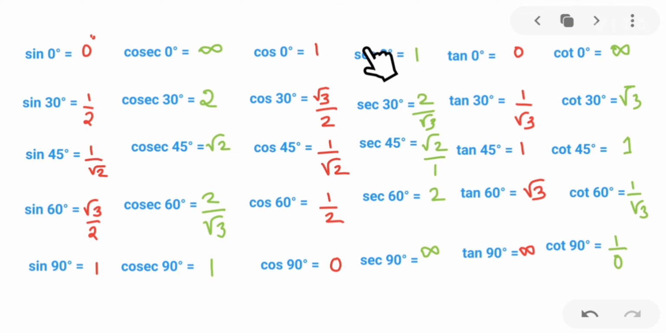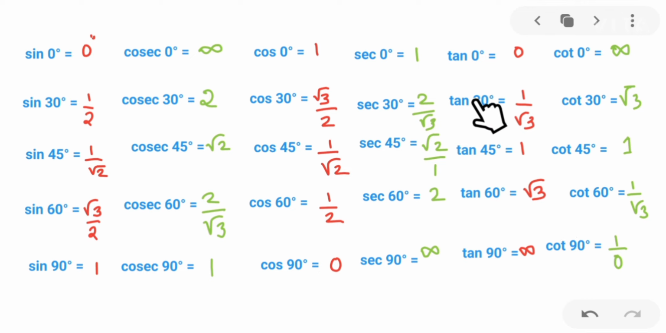For the cos values and sec values are reciprocal. So sec 0 is reciprocal of 1, that is 1. Sec 30 is reciprocal of cos 30, that is 2 by root 3. Sec 45 is a reciprocal of cos 45, that is 1 by root 2, which is root 2 by 1. Sec 60 is the reciprocal of cos 60, that is 1 by 2 is equal to 2 by 1. And sec 90 is the reciprocal of cos 90, so 1 by 0, that is equal to infinity.